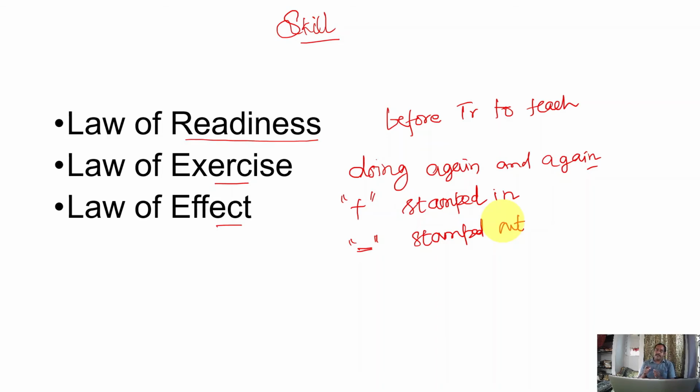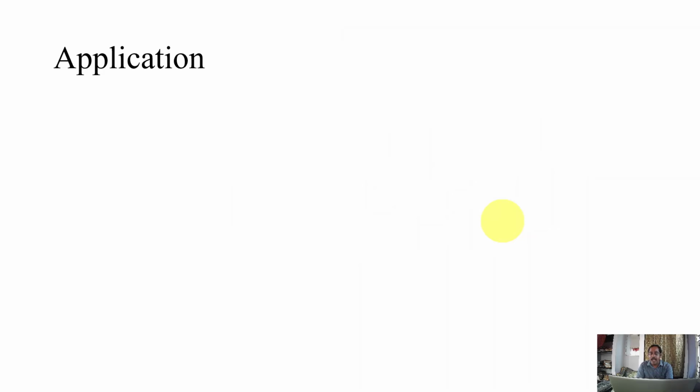If it is in a positive kind of environment, the learning is stamped in the minds of students. If it is a negative kind of environment, the learning is stamped out of the system. So this is about the laws of learning after the experimentation by Edward Lee Thorndike. And as usual, we have to apply them in our classrooms. Hope you remember the theory which we have seen and also the laws which were developed later.